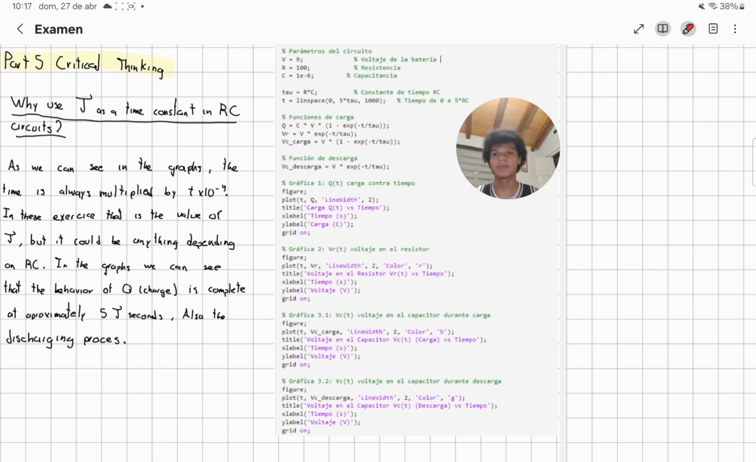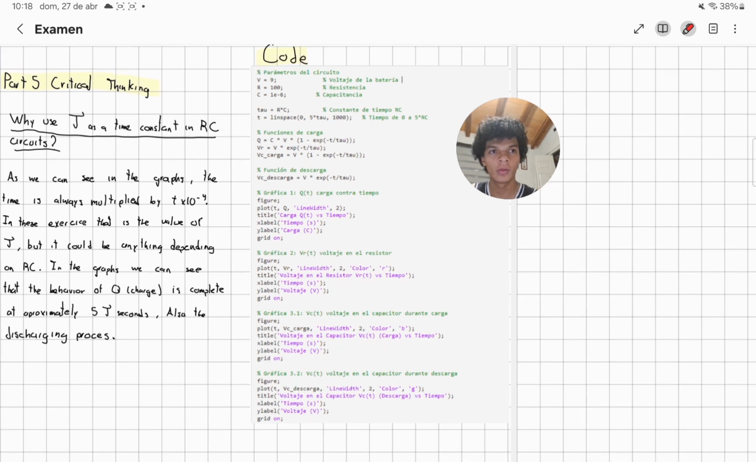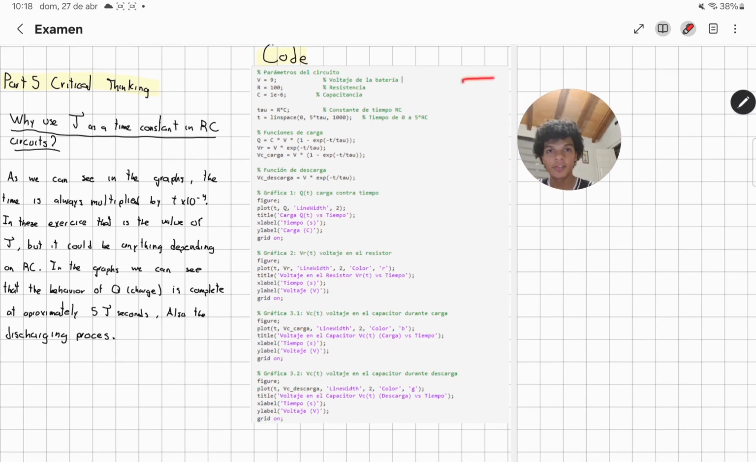In this case, it was that value of tau, but with other RC circuits, we could have different values and still get 5 tau for the charge and for the discharging time of the capacitor. And also there is the code in MATLAB for the graphs.